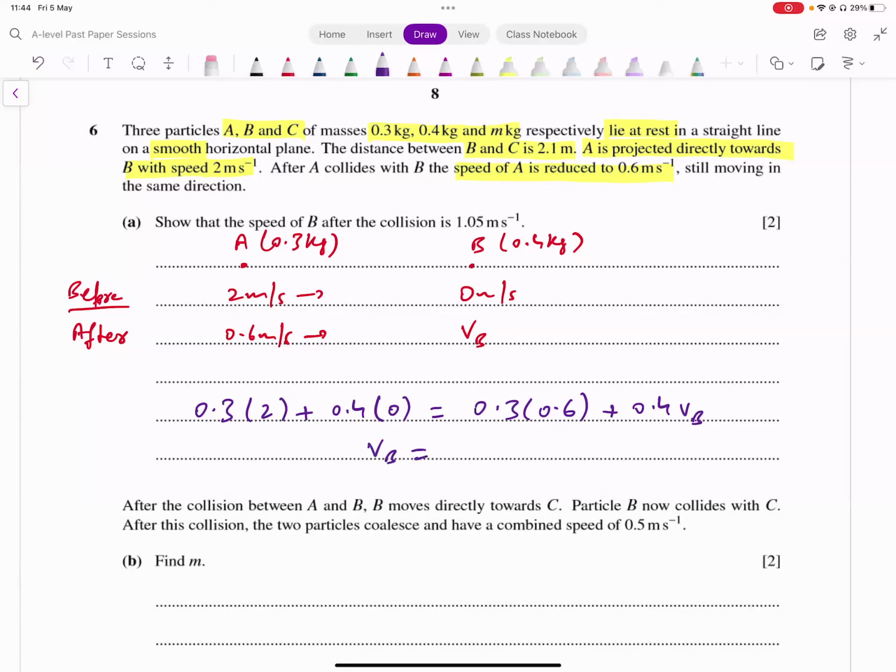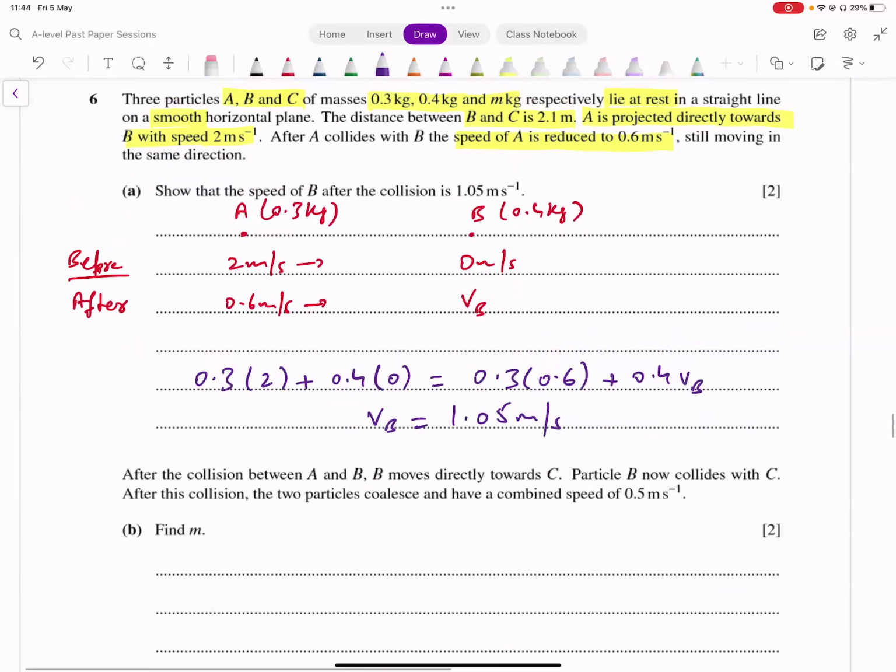Okay, so VB is going to be 0.6 minus 0.18 divided by 0.4, and that's giving me 1.05 meters per second. ठीक है, ये आपके पास velocity आ गई B की. That's what we were looking for.